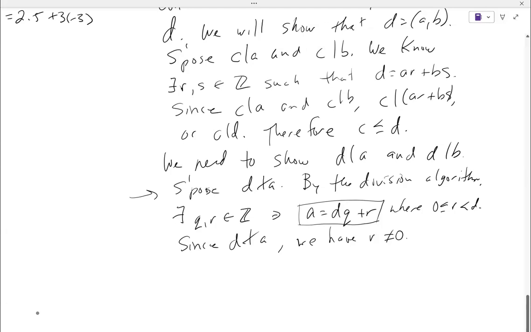What we're going to do is write R, now that it is positive. R is now a positive number, right? It's not 0. We're going to write R as a linear combination of A and B. That's what we're going to get to, okay? So the first thing I'm going to do, write it this way. I'm going to write it as A minus DQ.